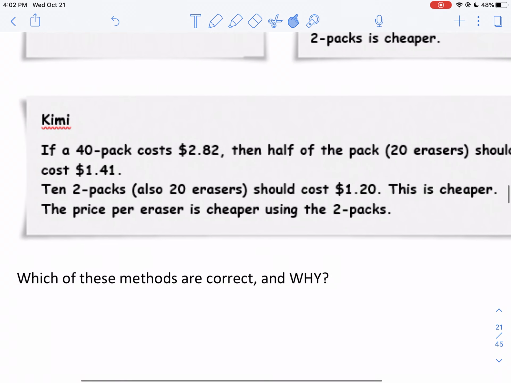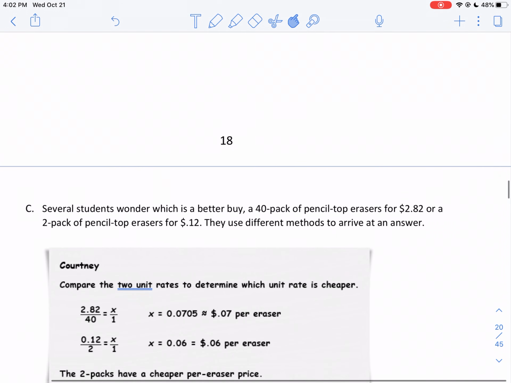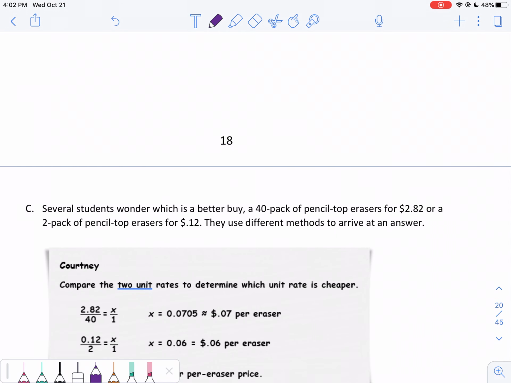Okay, so who is correct and why? Well, what we might have to do first is just do our own math, and then compare our math to theirs and see if they were right. So we can get either the 40 pack for $2.82 or the 2 pack for 12 cents. So let's find our unit rate.